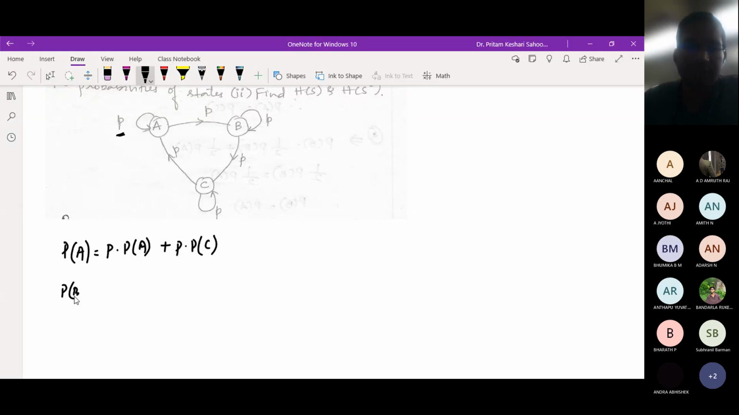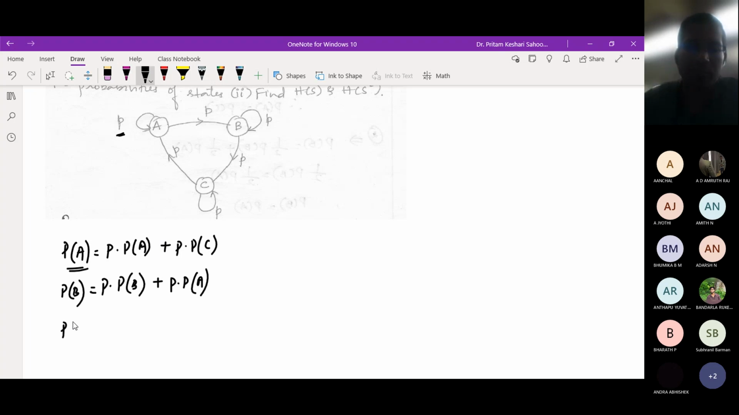Similarly, for state B, you can write that state B depends on itself at a probability P. So I can write P into probability of B, plus, let us see if any other state, A, is dependent on state B at a probability P. So P into probability of state A. So see here, if I look at the probability of A, I am not writing here the probability of B, because state A is dependent on state B, but state B is not dependent on state A. So that's why I'm not writing state B here.